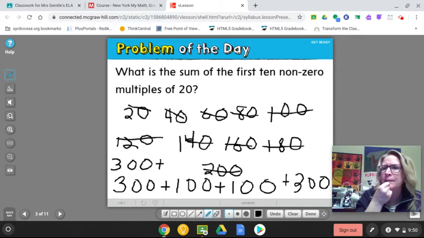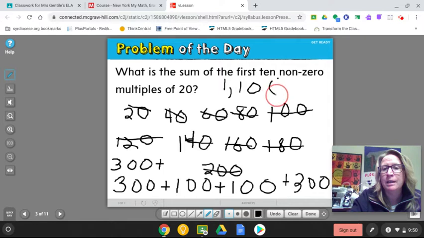10 hundreds equals 1,000. And then I have 1,000 plus one more 100. So that would be 1,100. Look at that, boys and girls. No calculator needed. Just Mrs. Gentile. Okay, so what is the sum of the first 10 non-zero multiples of 20? It is 1,100 because we added up 20, 40, 60, 80, 100, 120, 140, 160, 180, and 200.